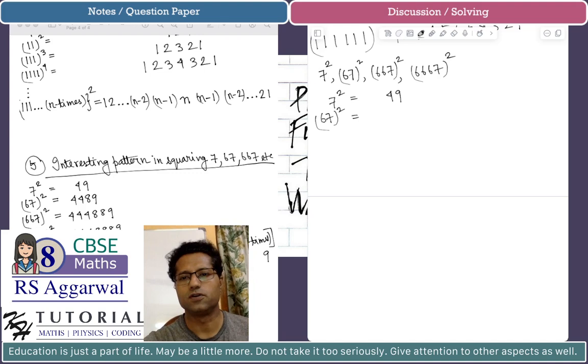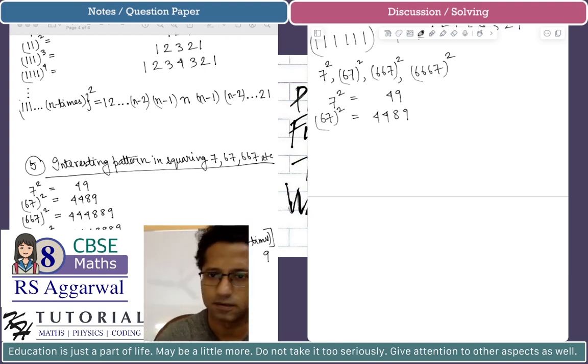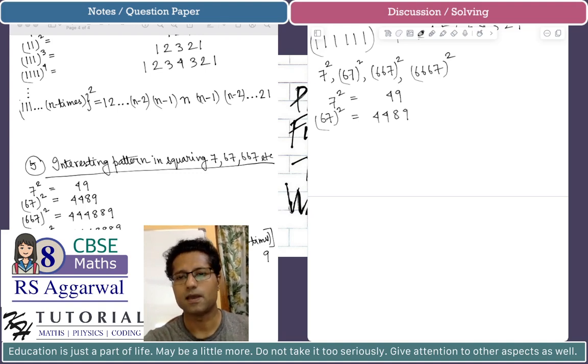So 7 square is 49, and 67 whole square will be 4489. So how come it is 4489? 67 square is 4489 and 7 square is 49. So what is the pattern? You see in 7 square there is no 6, but there is one 4 and there is no 8. In 49 there is only one 4 and no 8. In 67 whole square there is one 6, and there are two 4s.